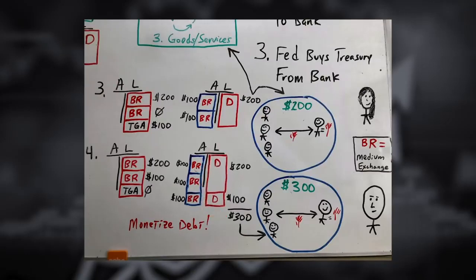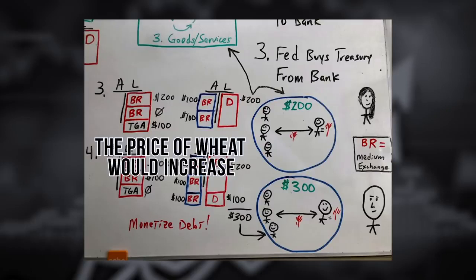This is how QE can be inflationary according to Lynn Alden and Luke Groman, because they're saying the Fed is monetizing the debt. So if the economy starts with $200 buying wheat, now it has $300 buying the same amount of wheat. Therefore, the price of wheat would most likely increase.